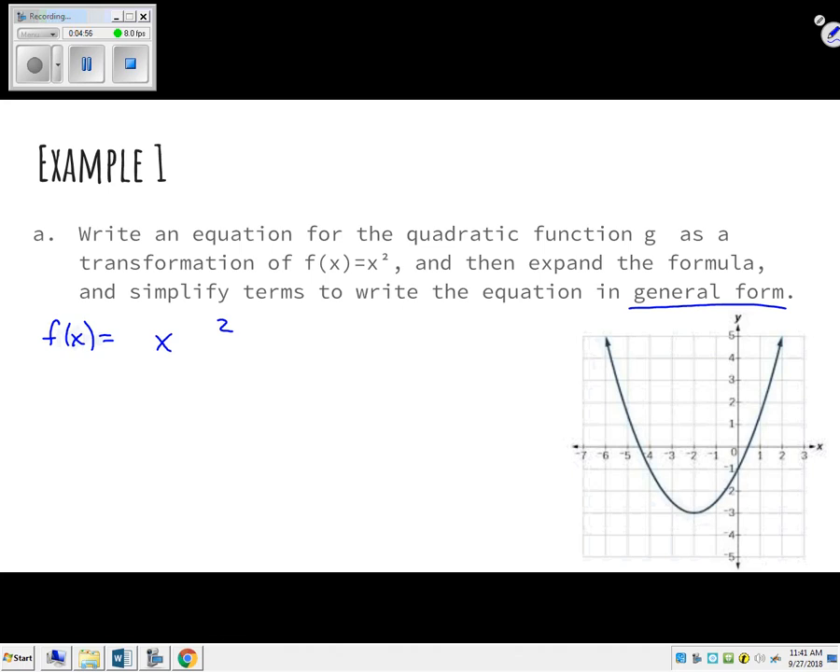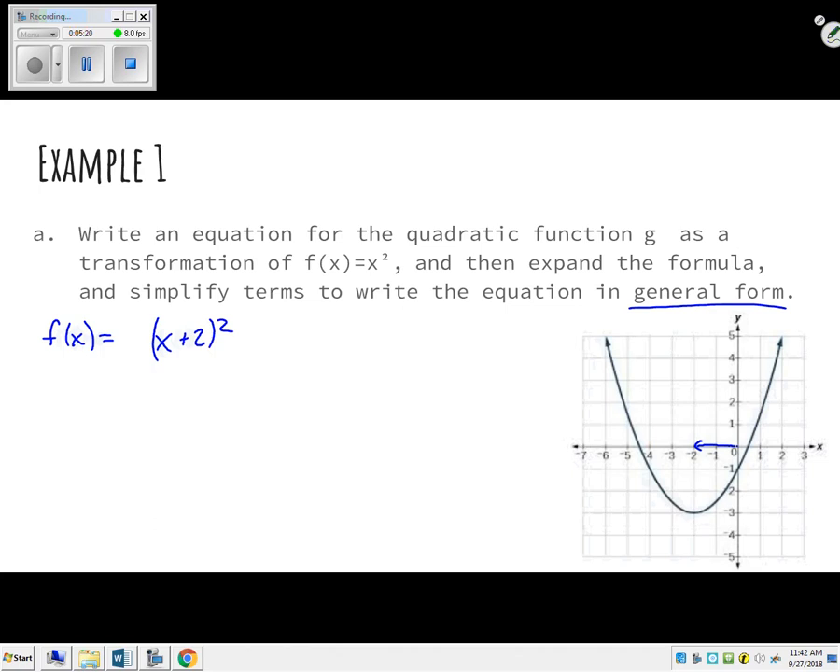I'm wanting to use my transformations to get to my general form. That's exactly what we did in the last unit. So this parabola is not sitting right here at the origin where it normally is. It's been moved to the left 2 units. Remember, everything left and right goes on the inside. It's opposite. So you would think put -2 in parentheses, but in fact I need a +2 in parentheses.